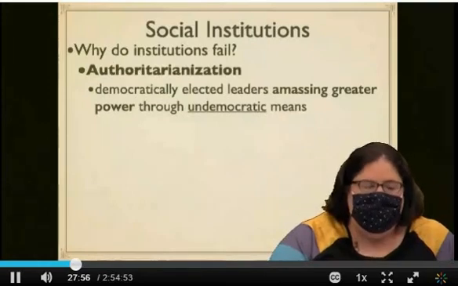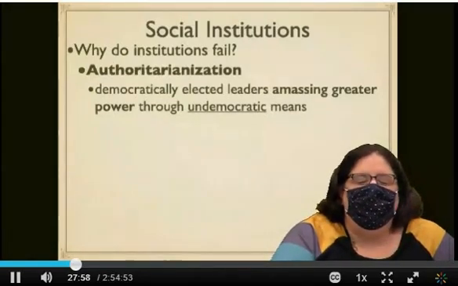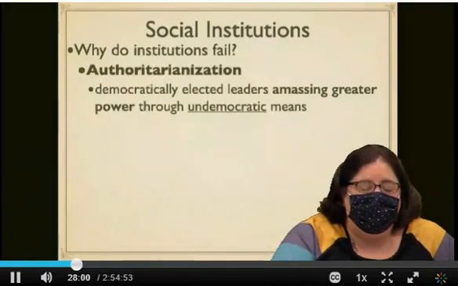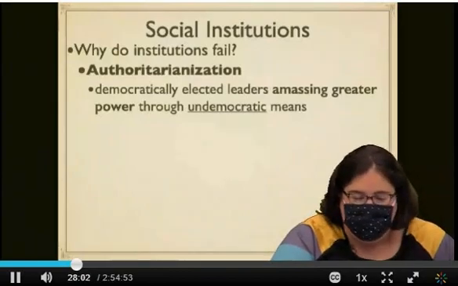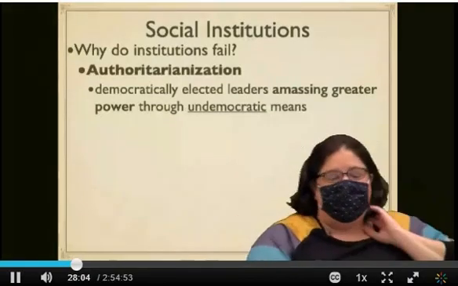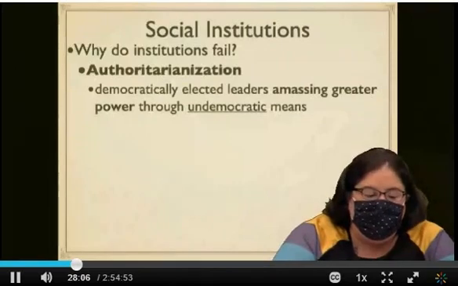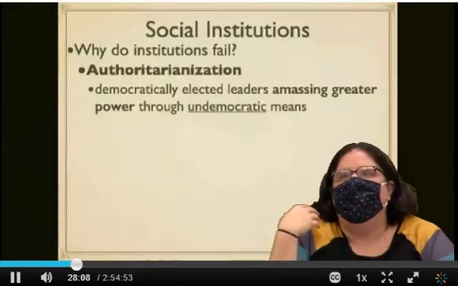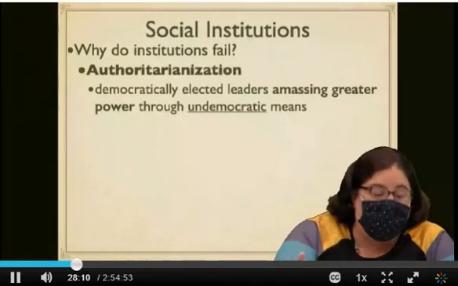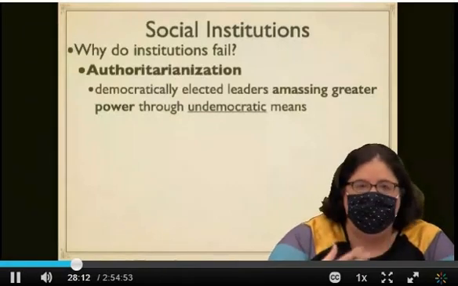Another example is Recep Erdogan in Turkey. The leader of Turkey has used threats of violence against the press and against people who politically challenged him, right, to ensure his power.